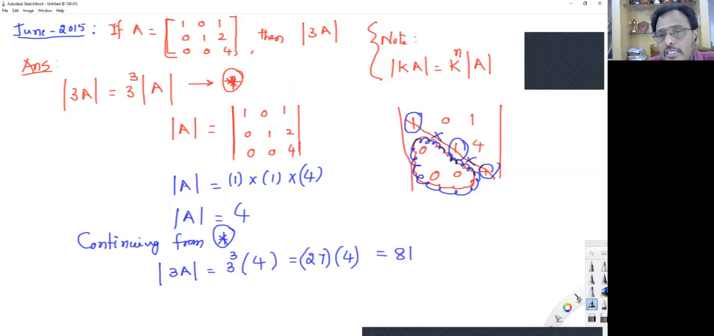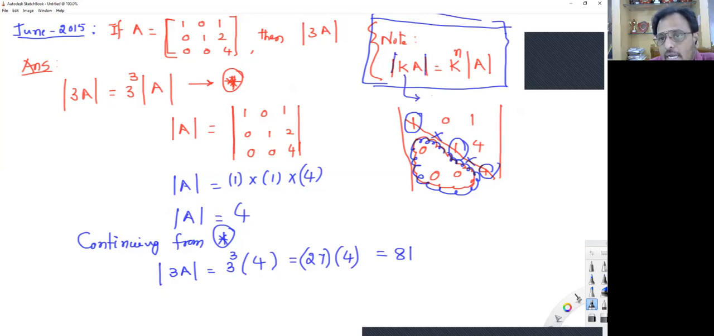So here once again I'll explain this. Always remember this one. This is important now for you. Determinant of K into A, where K is any scalar, that time K can be taken outside and determinant of A, but don't forget to give the power n. What is n here? N is the order of that given matrix.